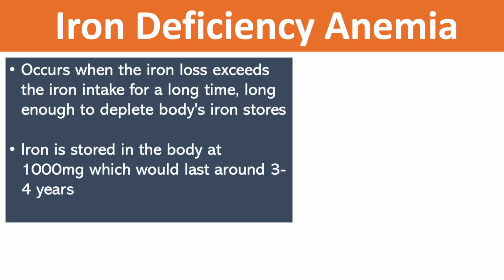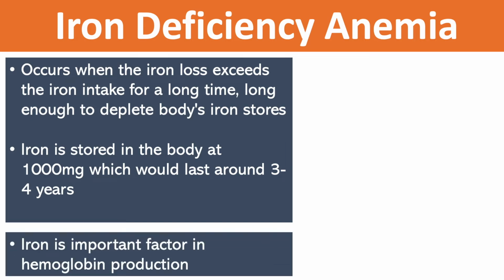Now, iron deficiency anemia occurs usually when iron loss exceeds what the iron intake in the body is. Usually, the amount of iron stored in someone's body is 1,000 milligrams, which can last around 3 to 4 years. So if you're not someone who consumes iron on a daily basis, your body still can supply iron by itself for the rest of 3 to 4 years.